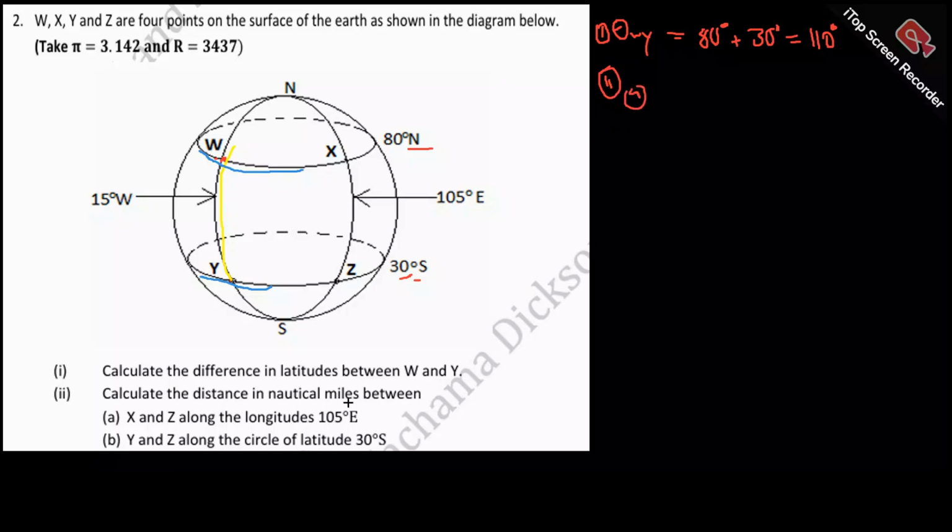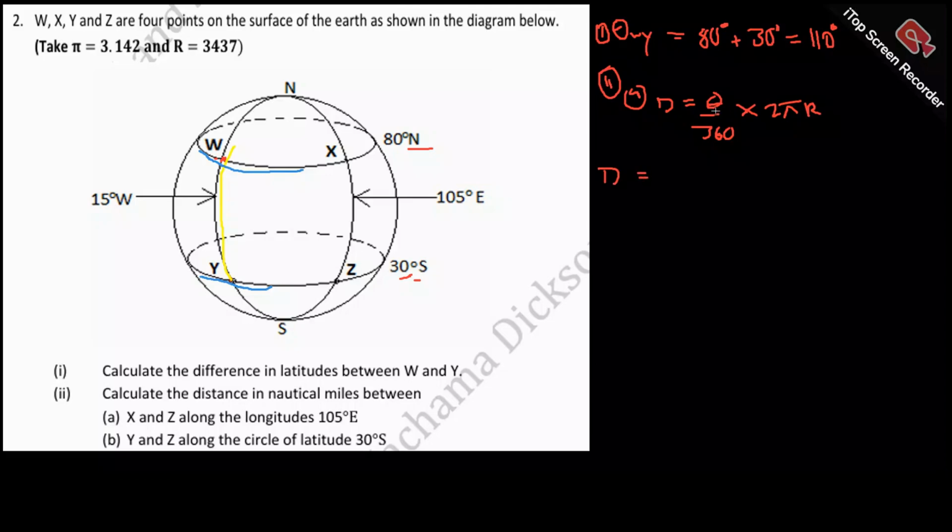Calculate the distance in nautical miles between X and Z. X, Z. This is in longitude, not so? Yes, which means if it's in longitudes, the formula that I'm going to use, I'm not going to add cos alpha. It's just going to be 2 pi r this side. This is the formula I'm going to use. Very simple. And I'll just start substituting.